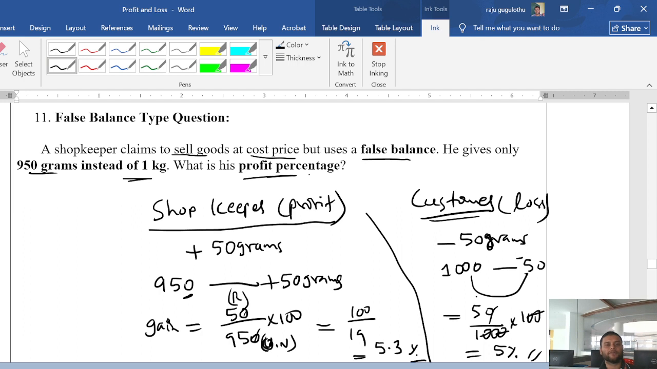Here you may have a doubt again: why 5.3 percent for the shopkeeper and why 5 percent for the customer? Because the denominators of the two situations are changing, so we have different percentages. But in terms of grams, the shopkeeper is going to gain 50 grams and the customer is going to lose 50 grams. With this question, we are ending today's session.